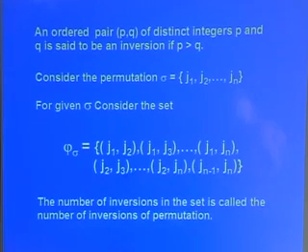Now, in this set we consider how many inversions are there. Let us say we consider the ordered pair (1, 2): 1 greater than 2 is not true, so it is not an inversion. 1 greater than 3 is not an inversion. The number of inversions in the set is called the number of inversions of the permutation. I will explain this with an example. Next slide.